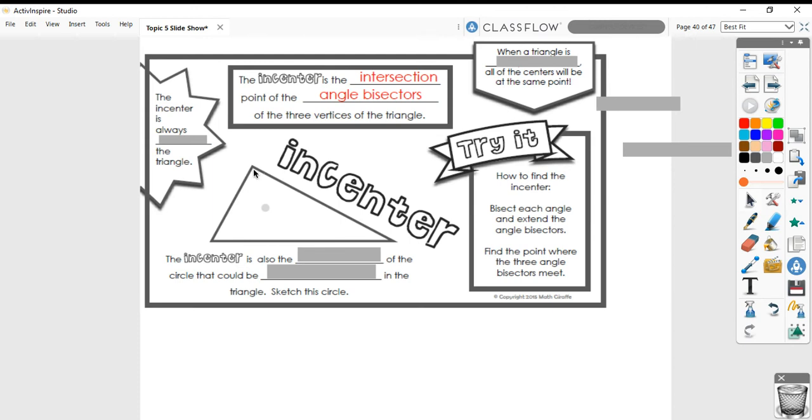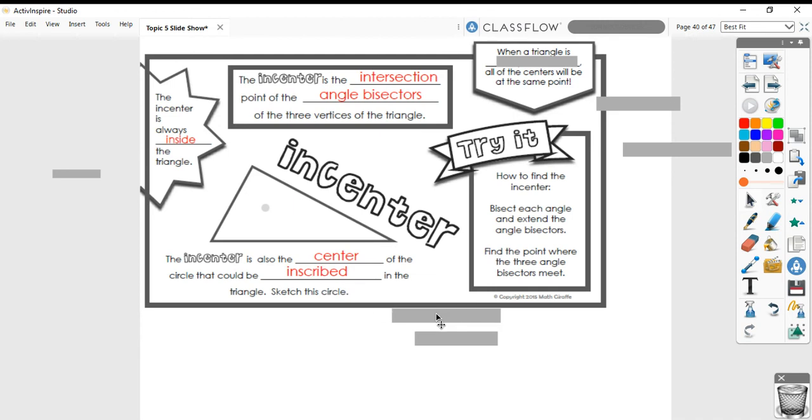So if you drew lines across from each of the three angles, one across to right there, one across to right there, so that all of these angles got cut in half, into two other smaller angles that were the same size, those three bisectors would meet each other in the point called the incenter. The incenter is always inside of the triangle, and this last bit of information is pretty interesting.